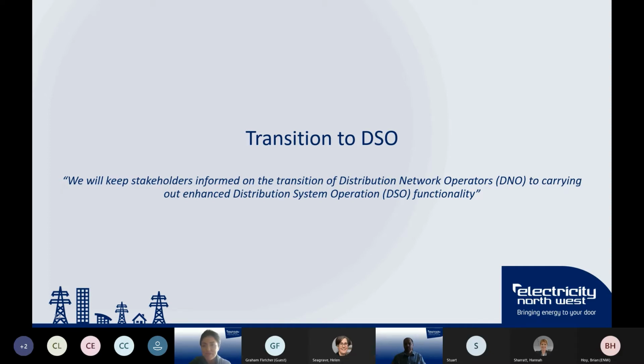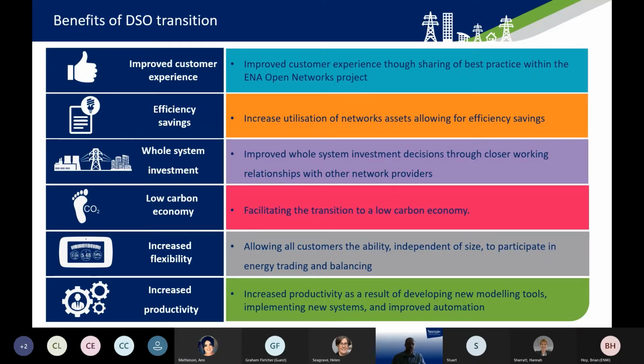Thank you. Hello, I'm Keith Evans, the DSO Transition and Smart Grid Engineering Manager. I'm going to talk to you about our transition to distribution system operation, which has been ongoing for quite a number of years now, and we've pledged that we will keep you updated on this. The reason why we're doing DSO in the first place is it offers an improved customer experience through sharing of best practice with the rest of the electricity and other industries.